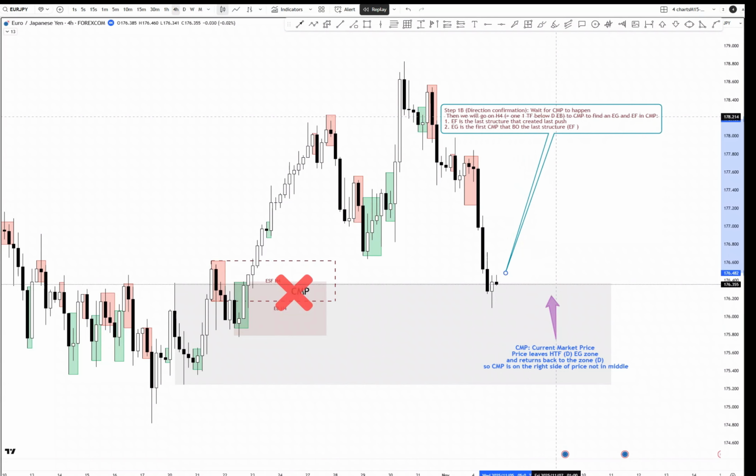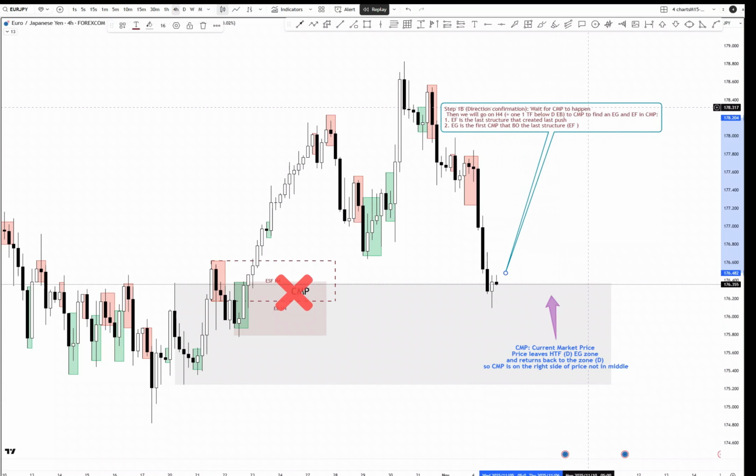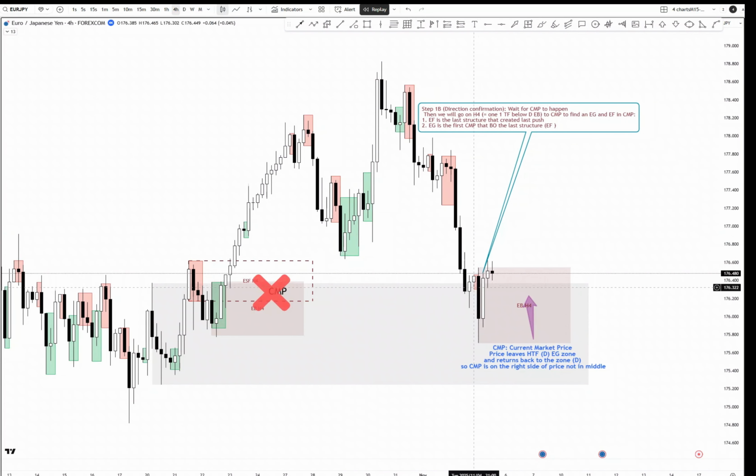Here, we look at this one: direction confirmed, we're waiting for CMP to happen. What does it mean? It means that price leaves it, it comes back, and then we go on H4, which is one time frame below the daily engulfing, to find an engulfing in CMP. So now look at this one. Let me play that out. Here we're going to have this engulfing happen. So this one is an engulfing fail, right? And also we have an engulfing which happened here, an engulfing buy, which happened inside this daily time frame engulfing buy, on the right side of the price, not in the middle.